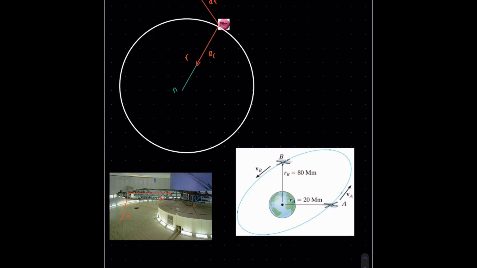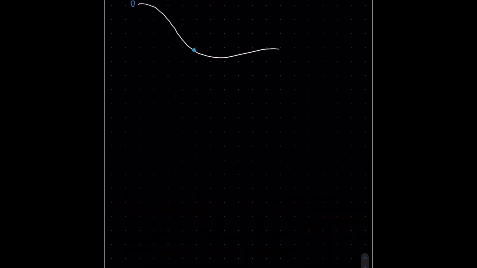Now, why do we have a normal acceleration in the first place? Or a centripetal one? Same thing. Well, let's find that out. Now I'm going to talk about how we get a centripetal acceleration pointing in the normal direction.